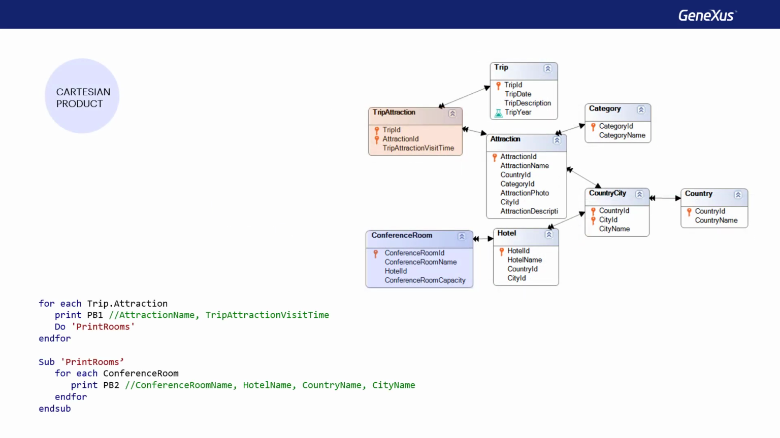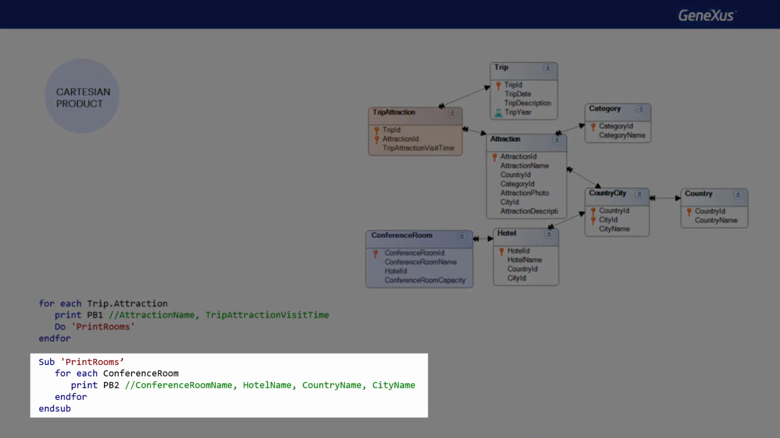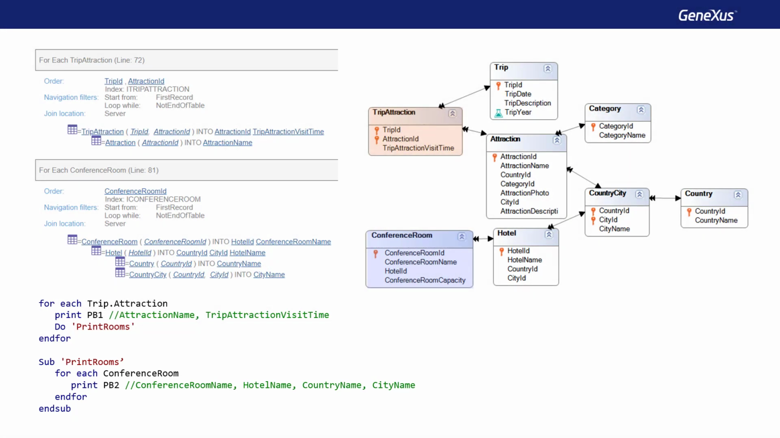The smartest way to solve this problem, then, is to leave the model unchanged and write the second for each in a subroutine. Now the navigation list shows exactly what we want. Here, we're accessing country name and city name from conference room and not from trip attraction.